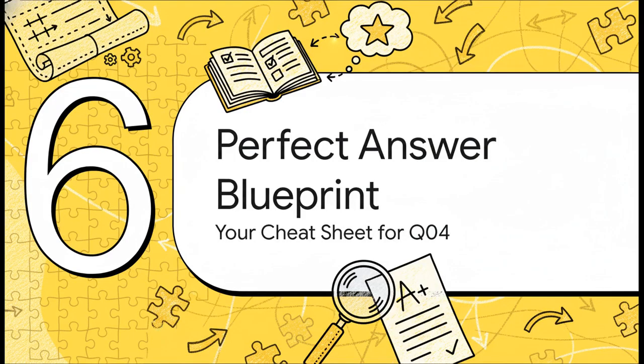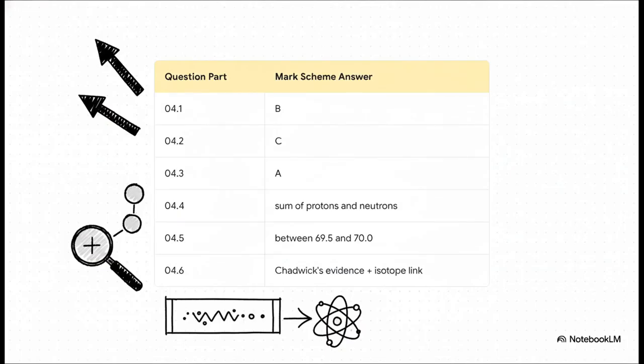So let's put it all together now. We've seen what the mark scheme wants for every single part. We can now build a cheat sheet, a perfect blueprint for a full mark answer to all of question 04. And here it is, the whole shebang. B, C, A for the multiple choice. The exact wording for the definition. That target range for the calculation. And that essential 2-part structure for the final question. This, right here, is what a perfect answer looks like.